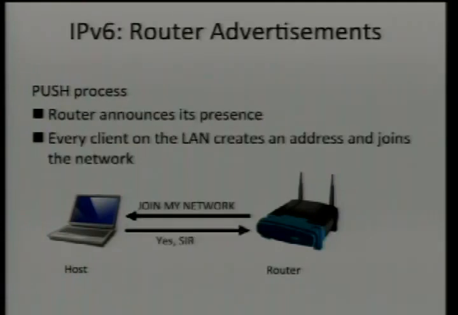But in IPv6, it doesn't work that way. The router just sends out periodic router advertisements, and it tells everybody that can hear it, you have to stop what you're doing and join my network. Create an address and join my network. This just goes out, it's pushed out from the router, and this goes out as a broadcast packet, although technically there is no broadcast in IPv6. There is instead something called multicast to all nodes, which is essentially the same thing.